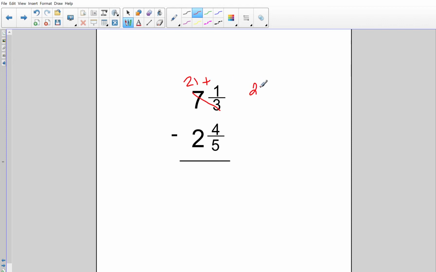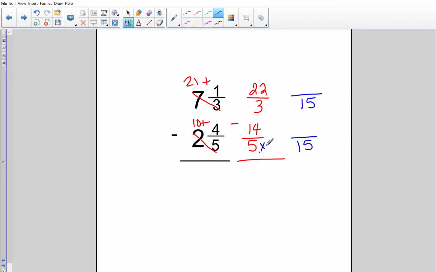So I have 22 over 3. Keep my sign. 2 times 5 is 10, plus 4 is going to give me 14 over 5. Now, remember with addition and subtraction, you have to have a common denominator, and that's what makes addition so hard. So the best common denominator that I can think of would be 15.